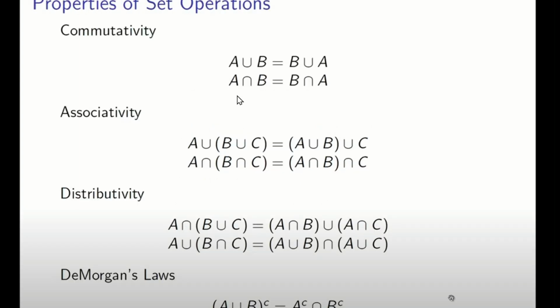And these are the properties of the set operations in set theory: the commutative property, associative property, distributive property, and De Morgan's property. In machine learning, these are mainly the types of properties used in set operations. The most important law is De Morgan's law: the complement of A union B is equal to A complement intersection B complement.